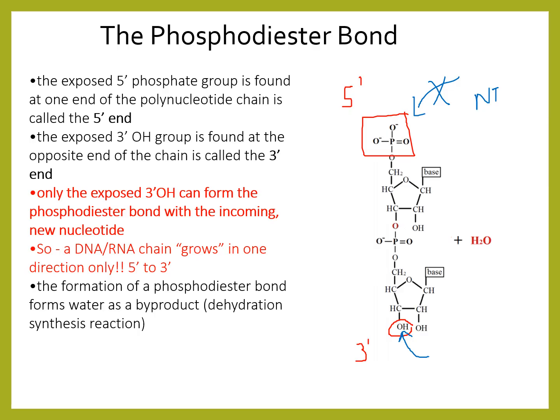The enzymes that make these phosphodiester bonds can't do this. Instead, the nucleotide gets added to the 3' end of the chain. So again, think of this 3' hydroxyl as being the reactive end of the polynucleotide chain. Because of this directionality, we refer to the DNA or RNA chain growing in one direction only. It grows from 5' to 3'.